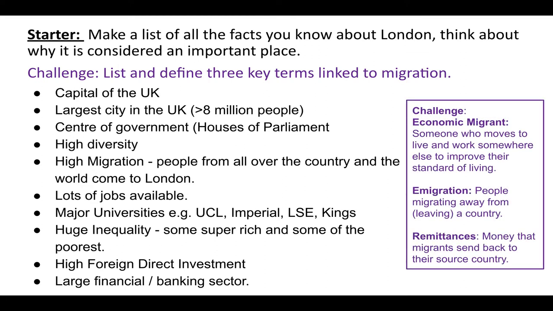So our challenge was to define those 3 key terms. An economic migrant is someone who moves to live and work somewhere else to improve their standard of living. Our standard of living is a few things, but it has a large component of income, okay? So moving to improve perhaps their income, the opportunities they have in terms of the work they do, the quality of their life in terms of the material possessions that they have.